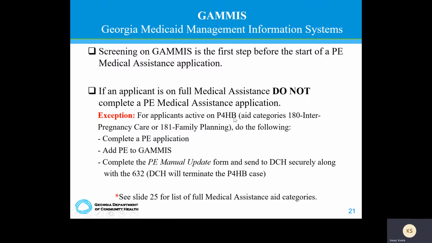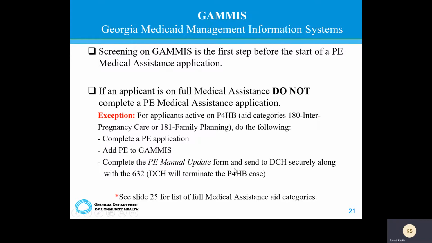So in that case, if you have an individual that is active on P4HB, 180 or 181, you will complete a PE application on them. That means you're going to go through the whole PE application process. If they are eligible, you're going to add them to GAMIS. And then the next thing you need to do is notify the Department of Community Health, or DCH, that that P4HB case needs to be terminated. Because once an individual becomes eligible for another aid category, they no longer need to have that Planning for Healthy Babies case. So you're notifying DCH that we need to close that Planning for Healthy Babies case.